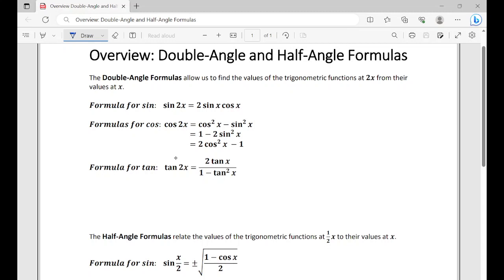Formula for tangent: tangent 2x is equal to 2 tangent x over 1 minus tangent squared x. These are the formulas that we call the double angle formulas.